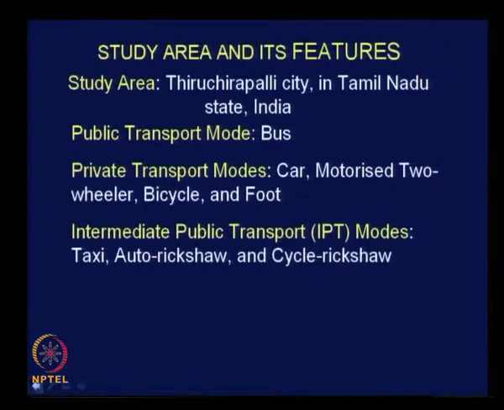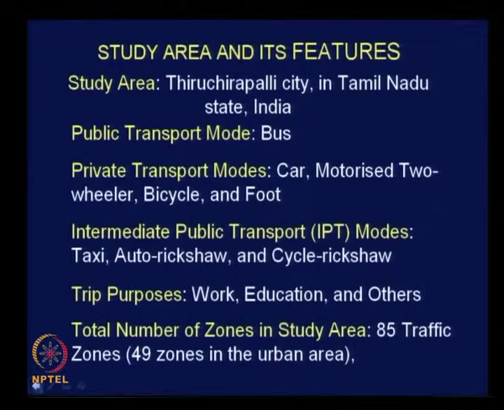Intermediate public transport modes: taxi, auto rickshaw and cycle rickshaw. And then trip purposes, as we have seen earlier, are only 3: work, education and others. And the total number of traffic zones in the study area was 85, out of which 49 zones were in the urban area. And it will be appropriate to show you the picture of the study area of the city, so that you can have a feel of the urban area and total planning area and so on.